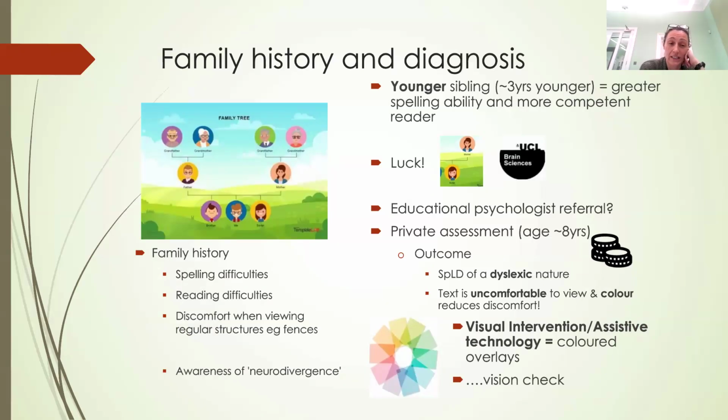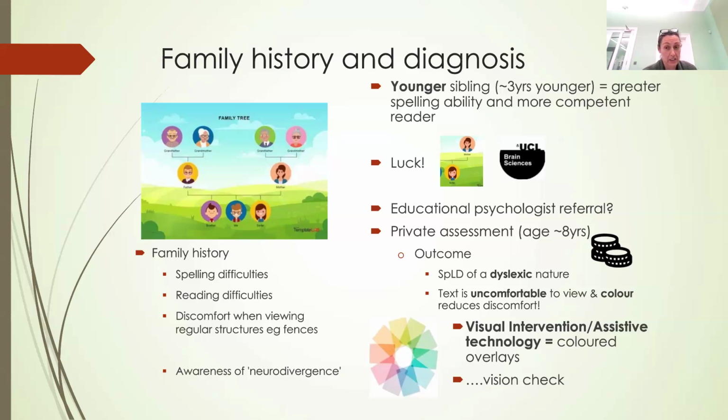So family history and diagnosis. There's an awareness of spelling difficulties and reading difficulties within her immediate family, and discomfort when looking at some regular structures such as fences, and an awareness of neurodivergence. Wider members of the family might have diagnosis, and closer members of the family might have traits but not diagnosed. Her younger sibling, who was 3 years younger and had a greater spelling ability and was more competent at reading, was lucky enough to be working in the UCL brain science unit, and was advised to go and get an assessment for dyslexia.